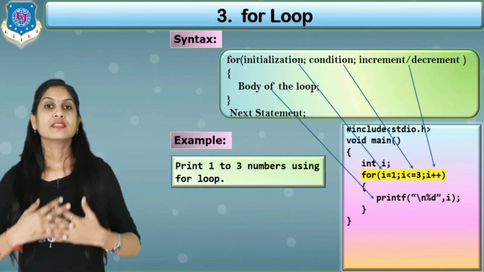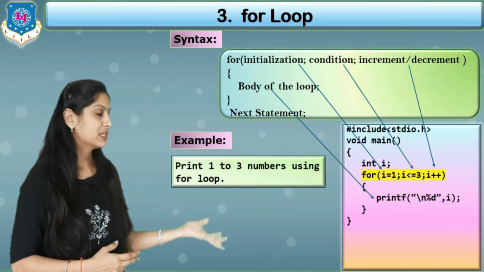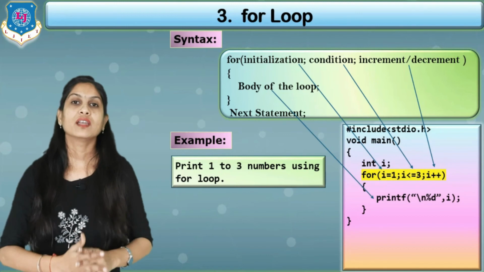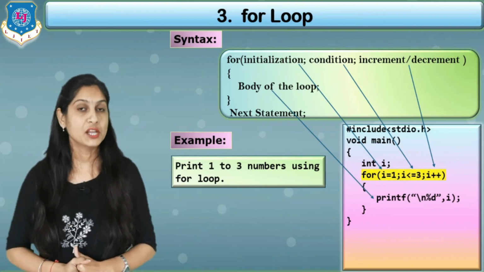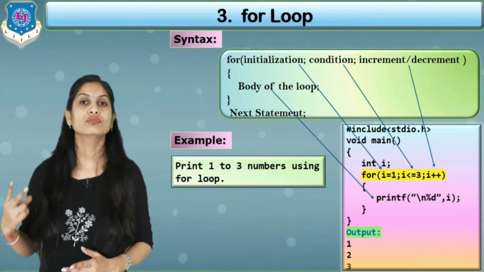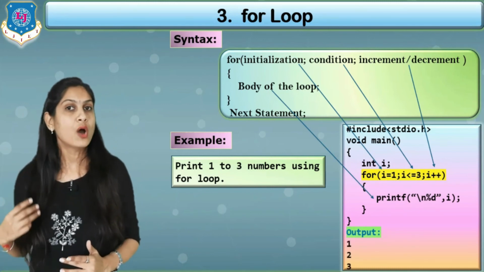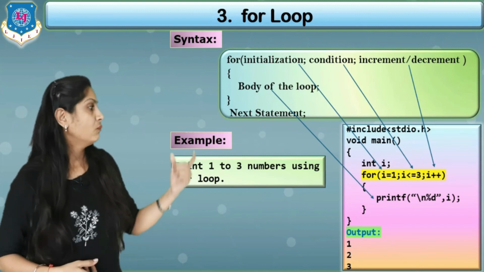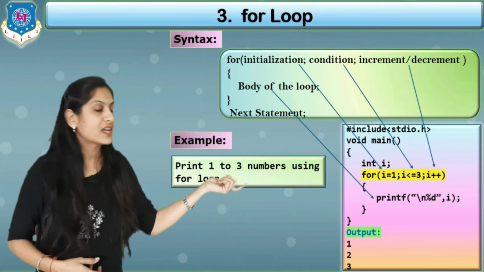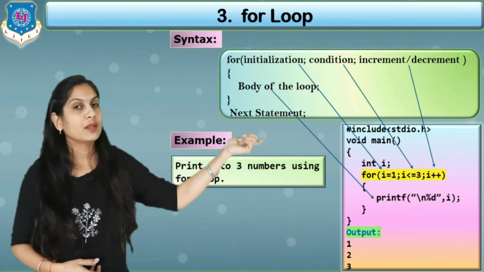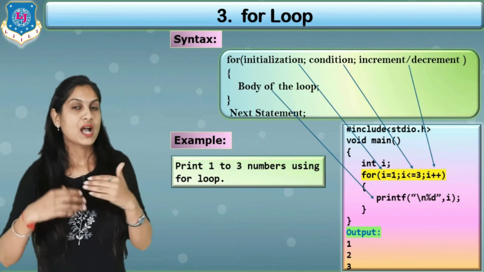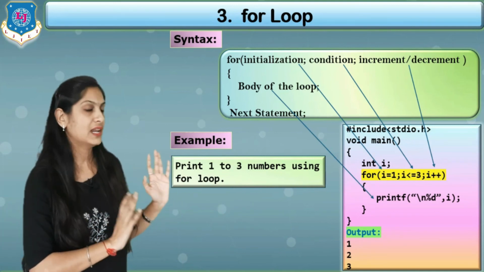So here there is no chance to miss I++ or the condition or the initialization, so this program will never go into an infinite loop. The same output is there, that is 1, 2 and 3. But how will this for loop be executed? First it initializes the value, then checks the condition, then goes inside the body of the loop, again increments the value and again checks the condition, and goes into the body of the loop. That is how it executes.